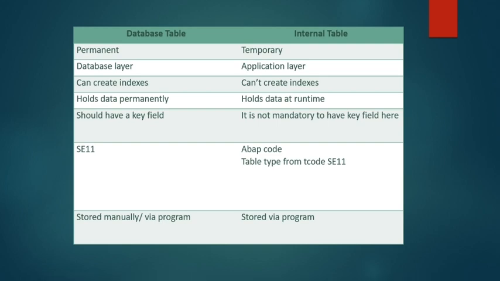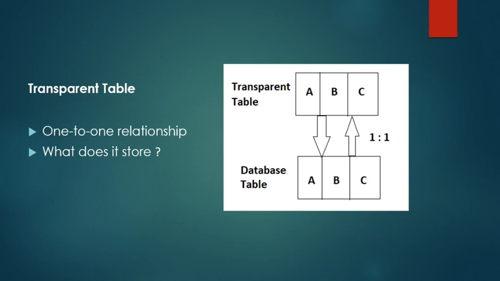An internal table is usually created from ABAP code, but we can create a table type from T code SE11 and use it to define the internal table in code. In case of database table, data can be stored manually or via program, but data can be stored via program only in case of internal table. So let's start with the transparent table first.